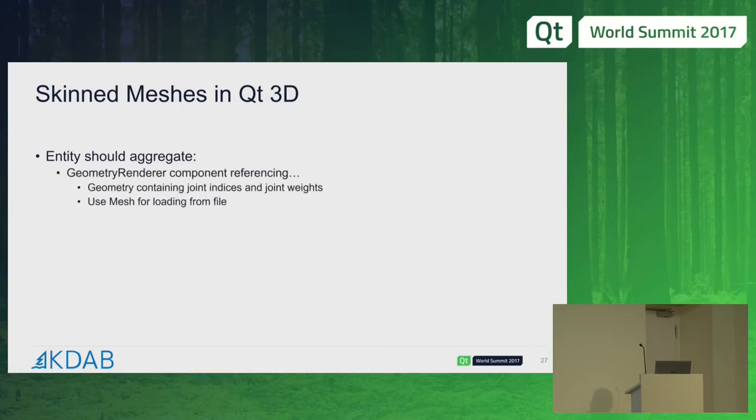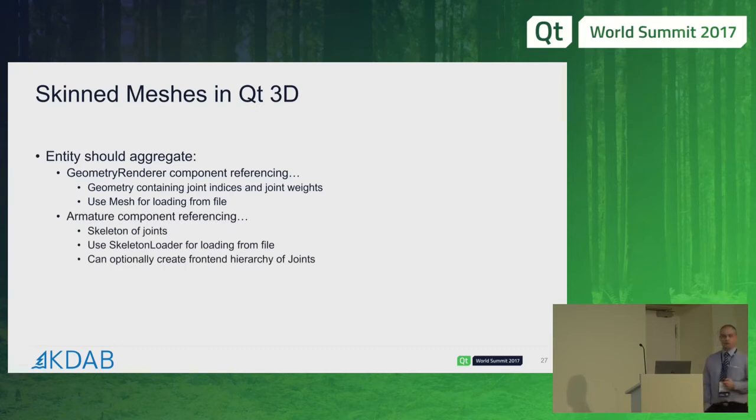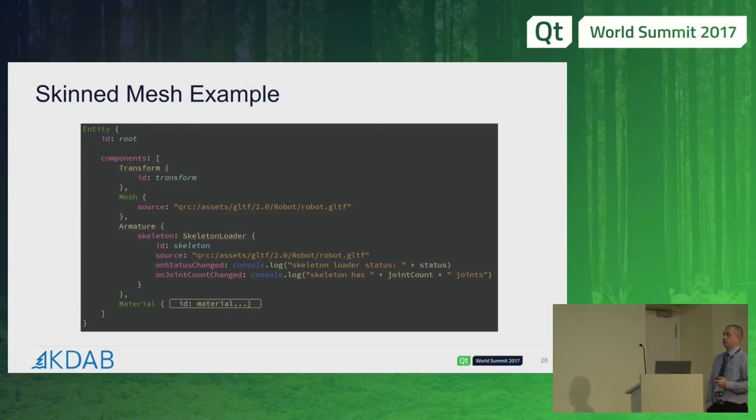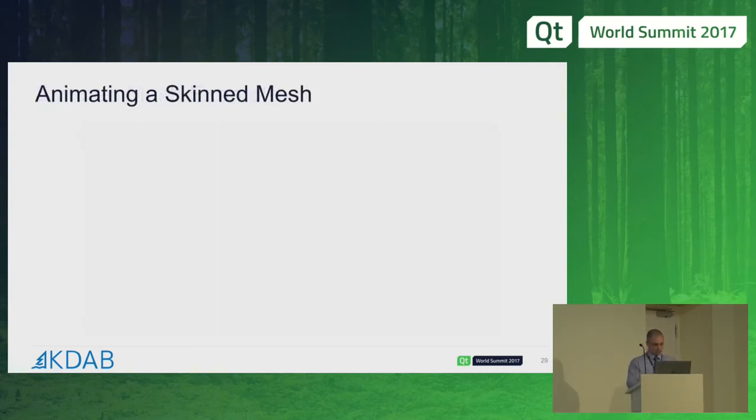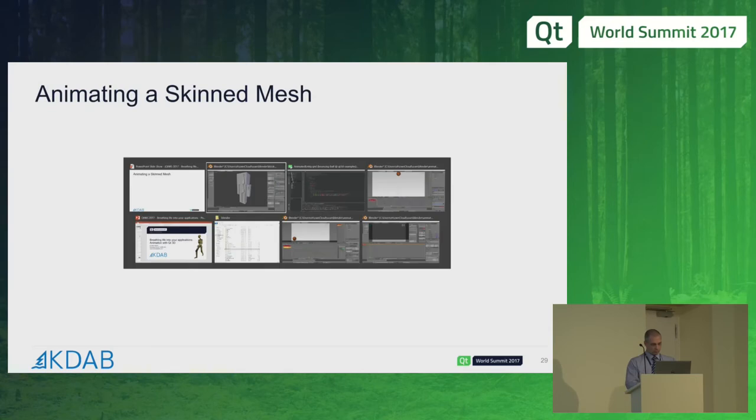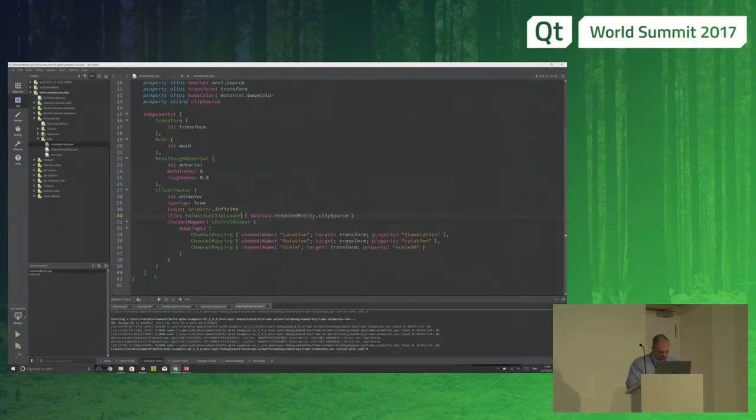So for this to all work, the entity needs to aggregate a geometry renderer component, and also now an armature component. The armature contains the skeleton. As we have a mesh loader and an animation loader, we also have, funnily enough, a skeleton loader. These GLTF files can also contain skeletons as well as animations and meshes and a whole bunch of other things. That gives us everything we need to render a skinned mesh. So let's have a look at that in action.